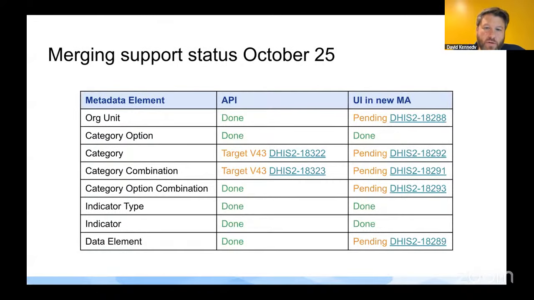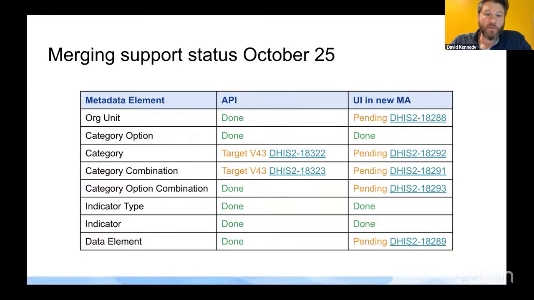Just to give you a little bit of an update on what is supported and what isn't. At the moment, by the API, we've got organization units, category options, category option combinations, indicator types, indicators, and data elements, all available in the backend through the API. In the new maintenance app in the UI, which I'll show you when we get to that part, we do have category options, indicator types, and indicators. We do plan to fill this table out. As you can see, there are tickets already created for all of them. So if you really want to, you can follow those tickets to see when they're done.